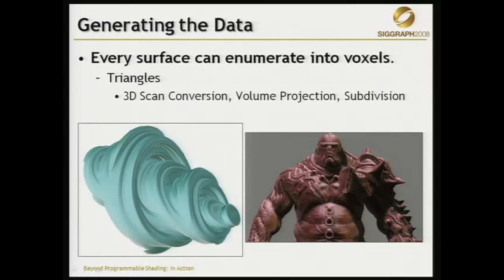So when generating the voxel octree, it is important to note that any surface can enumerate to voxels, whether they be fractals or triangles. Triangles enumerate to voxels through various different methods of 3D scan conversion, the first of which is an evolution of 2D scan conversion to 3D.